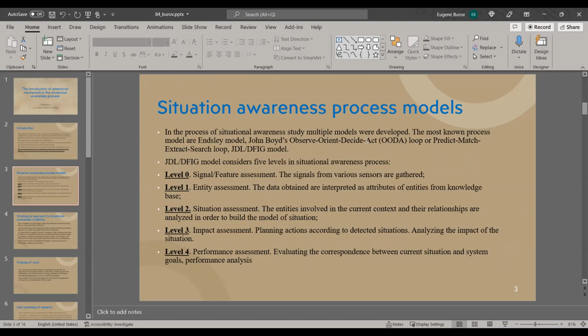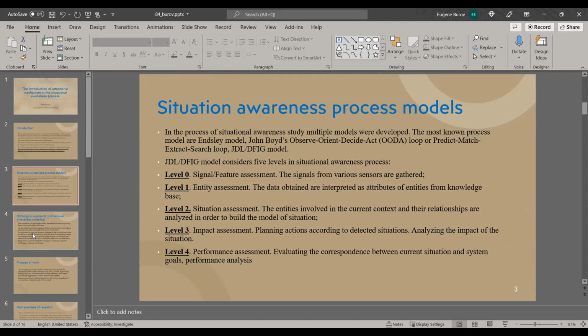In order to represent the situation awareness process, a lot of models were developed. And in our work, we use the JDL/DFIG model, or as it is now named, the data fusion model. This model has five levels. Level 0 is signal feature assessment, level 1 is entity assessment, that is interpretation of data. Level 2 is situation assessment, where we detect the situation, and in level 3 we have impact assessment, so we plan how our possible actions and decisions in this situation would impact our intentions. And in level 4 we have performance assessment, the assessment of performance of the entire situation awareness system.